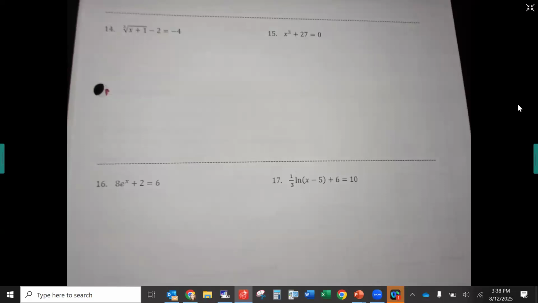Yes, good job. And then get rid of the +1 by doing what? You'll do -1. Very good. Those are both right. Okay, now for this one, you're going to divide by the 8 to get it out of the front. And then do you remember how to cancel out an e? You do an ln on that side.